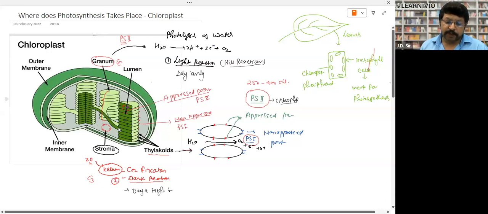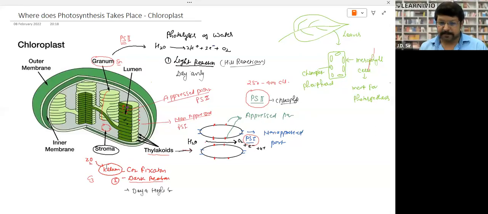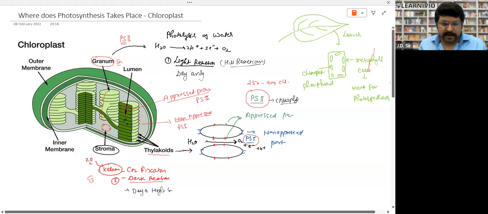Now come to the stroma. The dark reaction, which does not require light, takes place in the stroma. In the stroma, carbon dioxide comes and carbon dioxide fixation takes place with the help of a cycle. Carbon dioxide fixation means taking in carbon dioxide gas and converting it into some chemical, meaning fixing it. Carbon dioxide fixation takes place in the Calvin cycle.